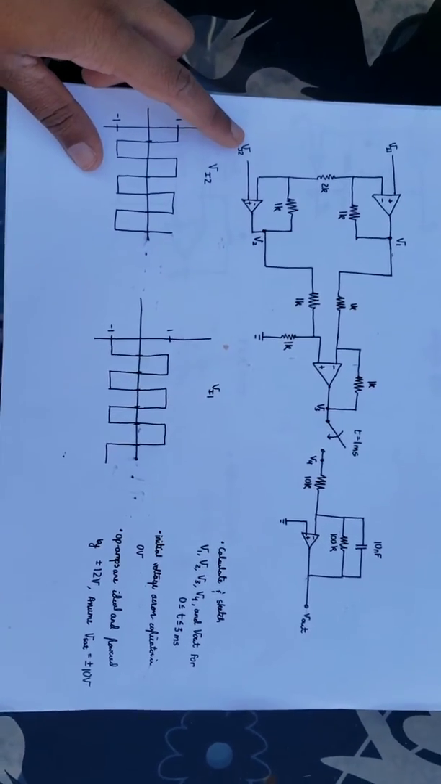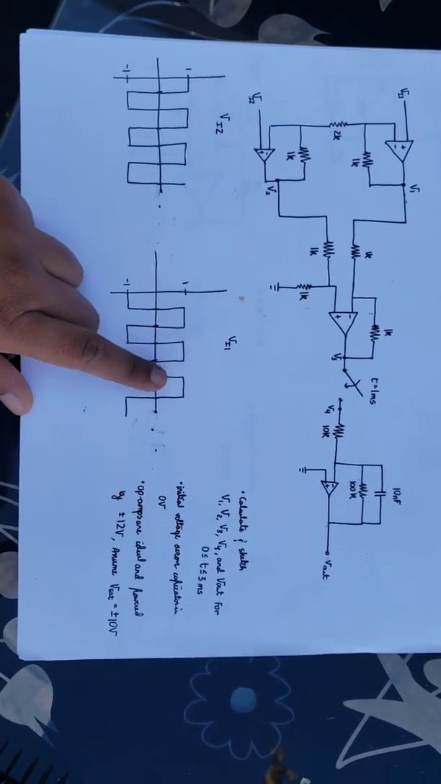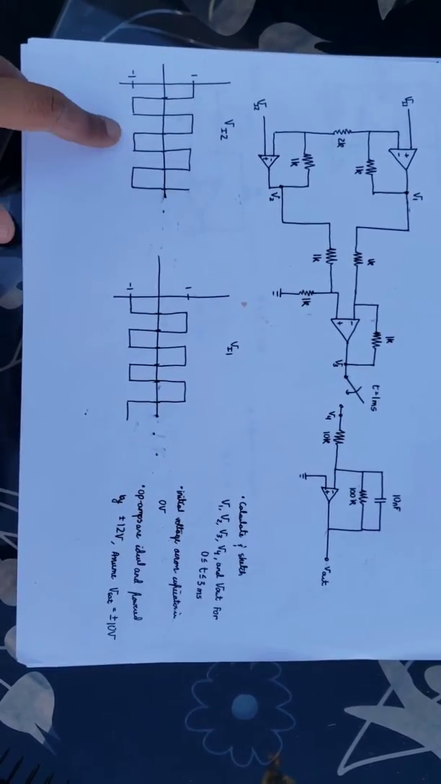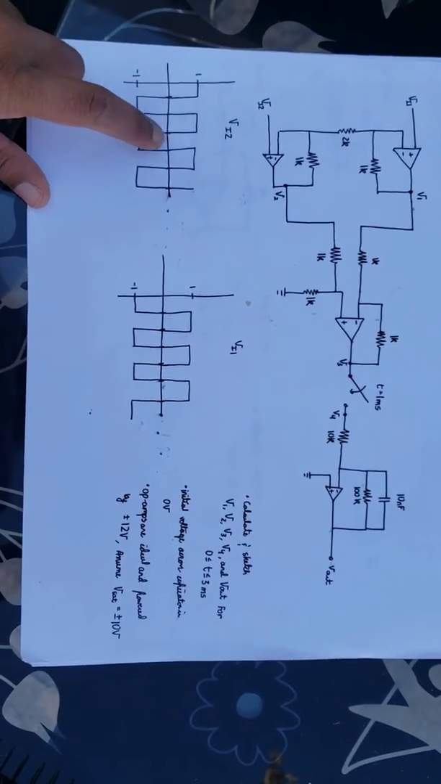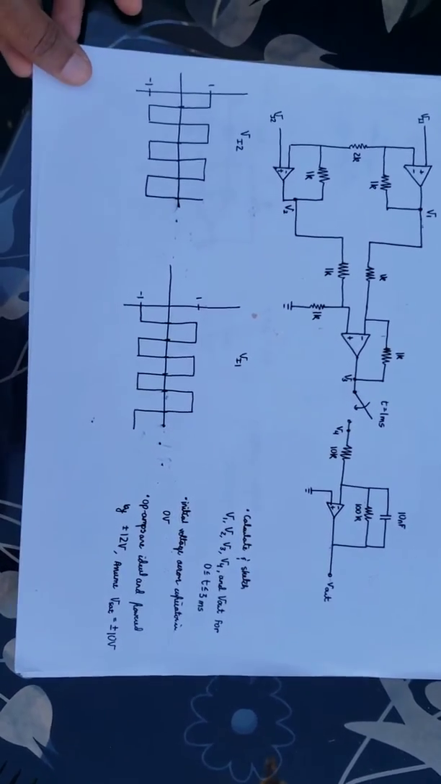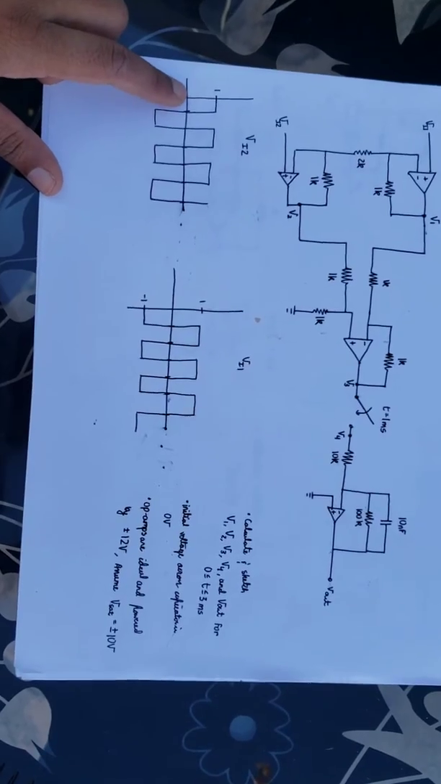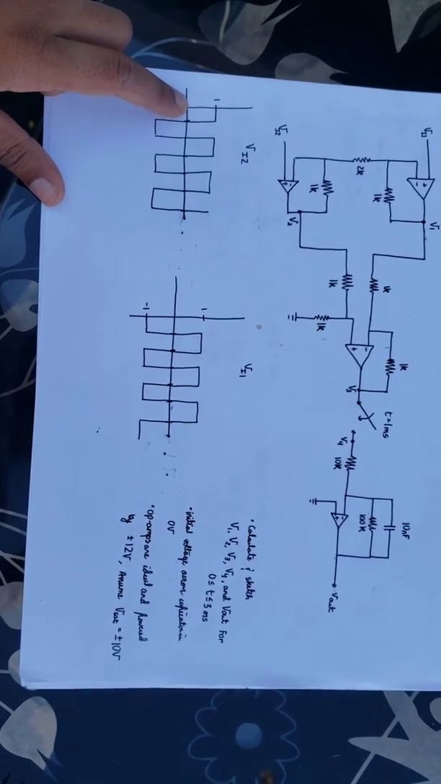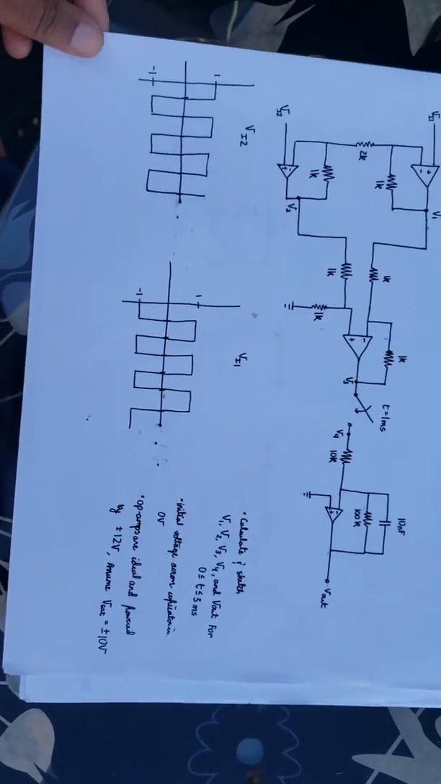We are also given Vin1 and Vin2. This is the graph for Vin1. And this is the graph for Vin2, where each tick mark indicates 0.5 millisecond intervals. From here itself, we can tell that we have a period of 1 millisecond.